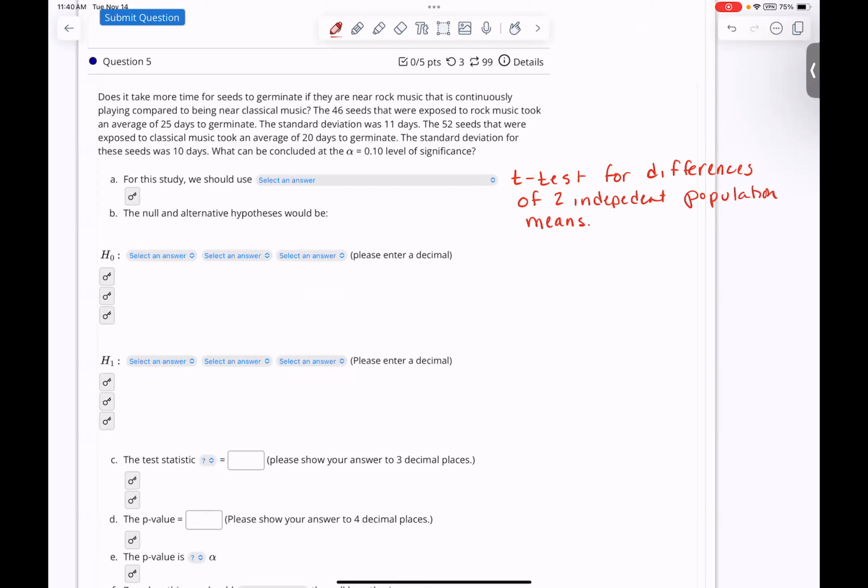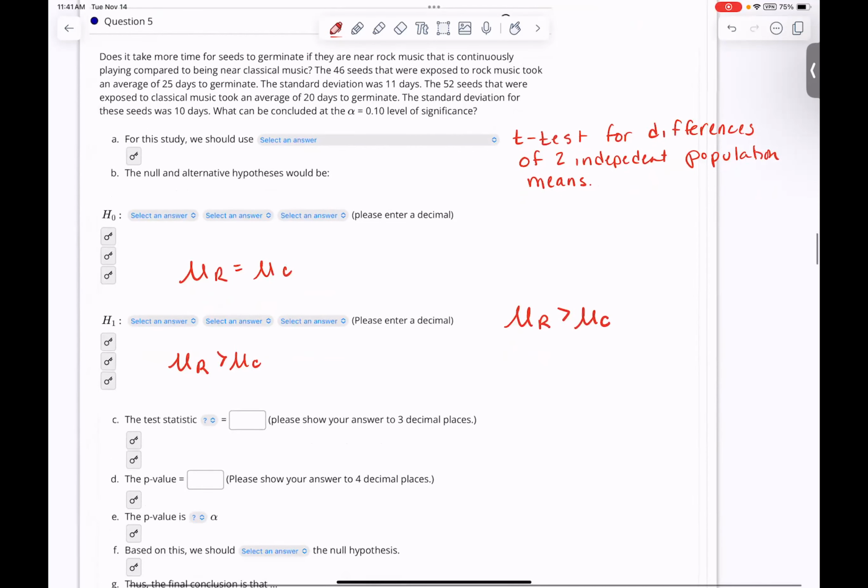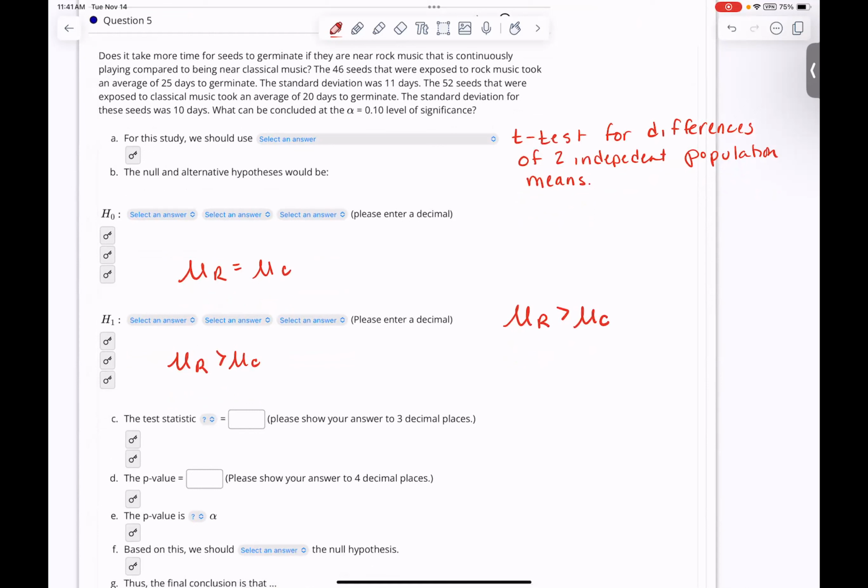Okay, so what's our null and alternative hypothesis? Now, our alternative is that it takes longer for the rock music than the classical music. So we're going to look at mu sub r is greater than mu sub c. And so our null is just that there's not any difference in the 2. So we're going to conduct a 2-sample t-test.